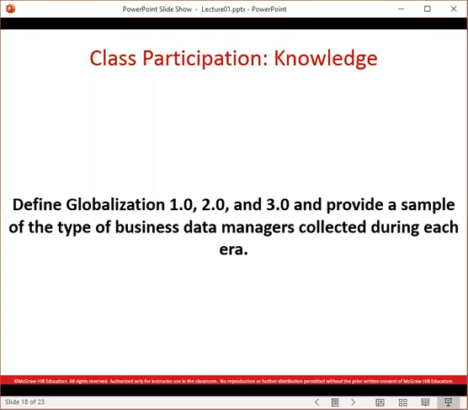So first, let's describe globalization 1.0, 2.0, and 3.0. Globalization 1.0 started when Christopher Columbus discovered that the world is round and the world shrank from large to medium. Data would include all the attributes associated with trade over shipping routes. Globalization 2.0 began around 1800 during the Industrial Revolution, when the world went from medium to small. Data examples would include all the attributes associated with trade through corporations.